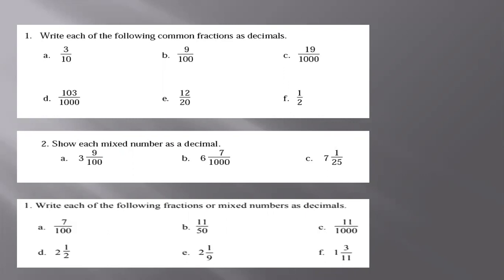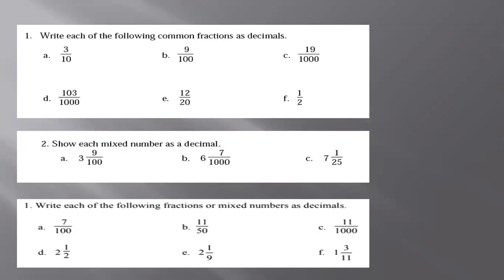Write each of the following fractions or mixed numbers as decimals. Continuing, 7 over 100 equals 0.07. 11 over 50 does not equal 0.11. It is not over 100. It equals 0.22, because multiplying both of them by 2 gives 22 over 100. The answer is 0.22. C, 11 over 1,000, there's no converting here.